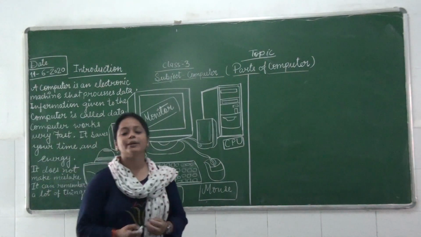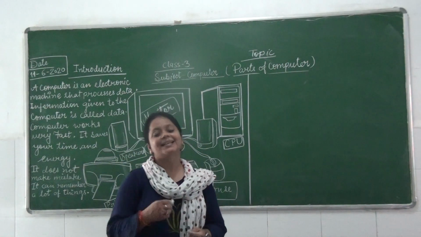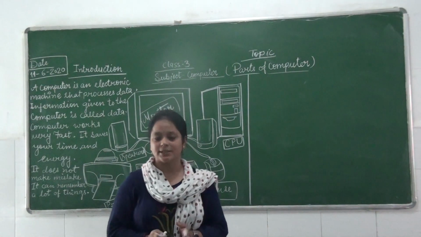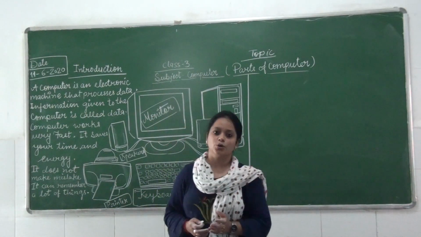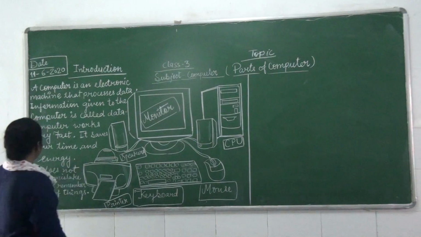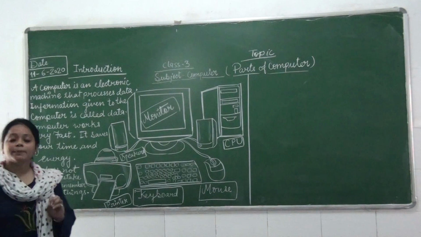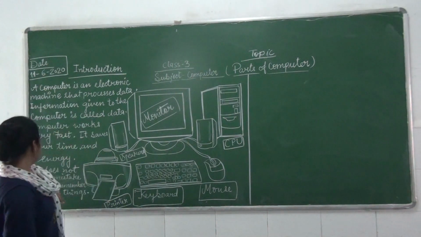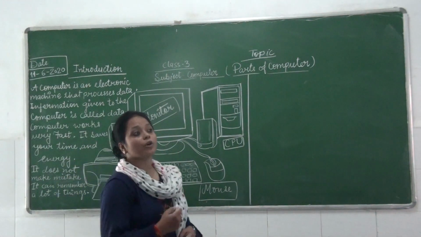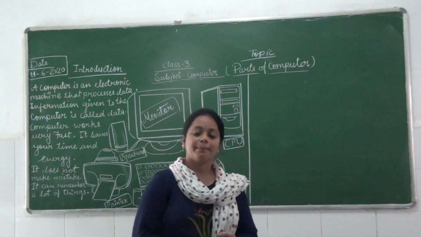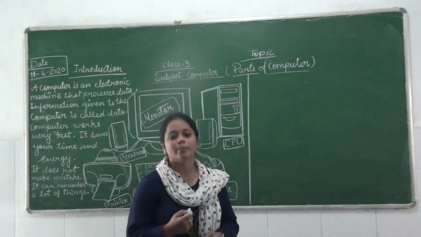Suppose we are doing any work manually, it takes time. But if we are doing it in a machine, a computer, it saves your time and energy also. It does not make mistakes. Computer does not make any mistakes. It can remember a lot of things. As human beings, we sometimes forget something, but a machine cannot forget anything. It can capture and learn so many things.